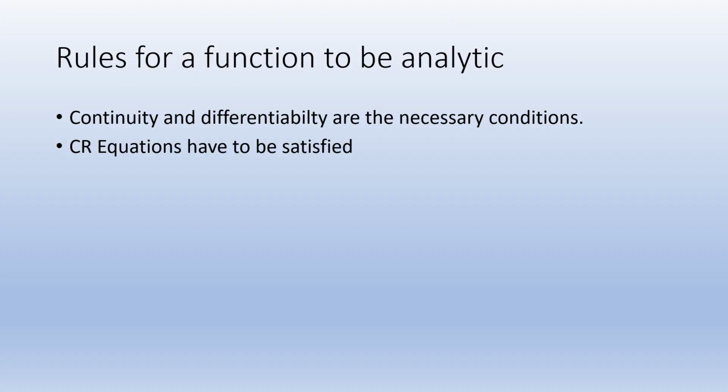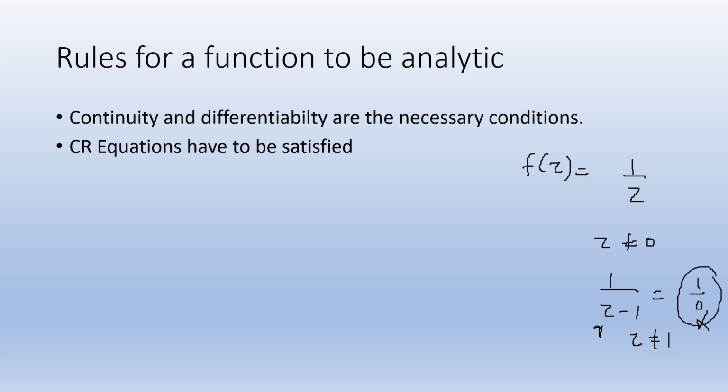If I give you an example, a function f(z) equals 1 by z. Can you tell me where it is not defined? You cannot have 0 as denominator, correct? If you have, let's say, 1 upon z minus 1, you cannot put z as 1 here because it will then make it 1 by 0 form, which is not defined.